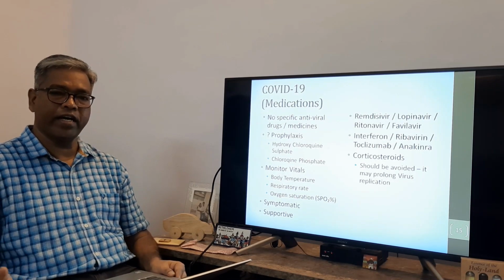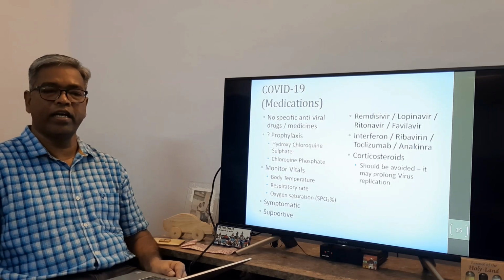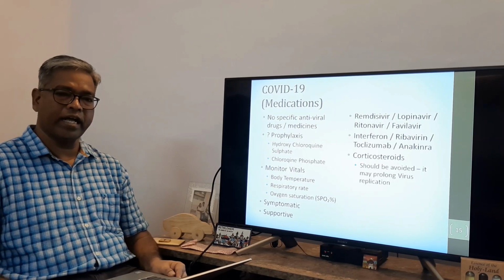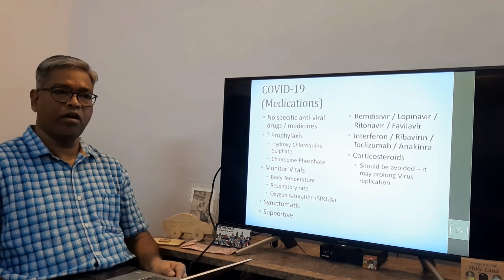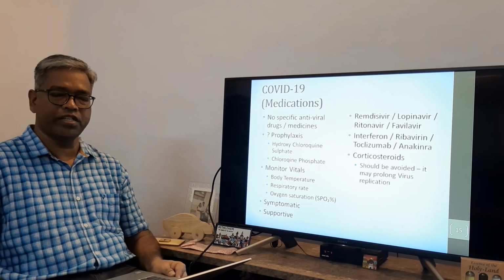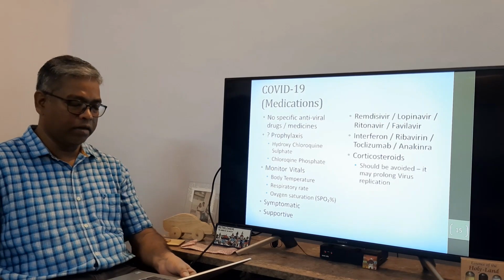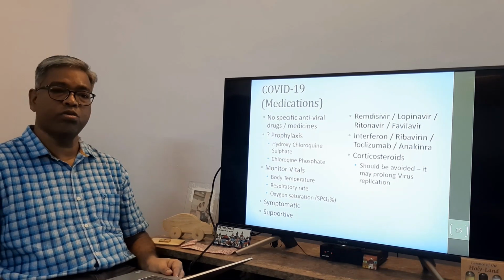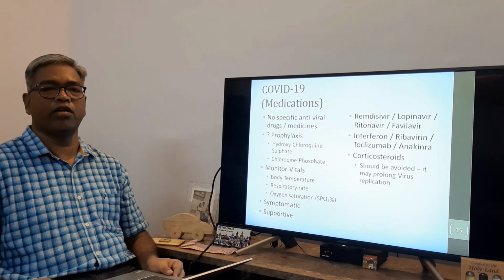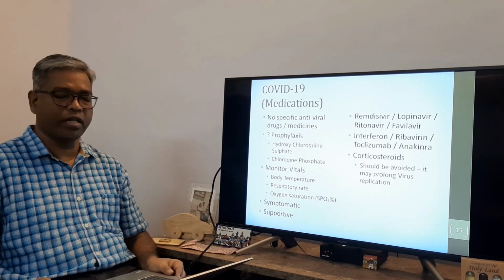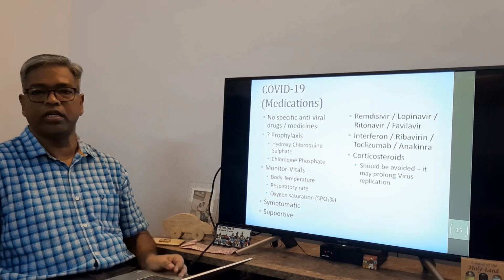If you have a headache, take medication for the headache. If you have diarrhea, correct that with lots of fluids, ORS or lactobacilli, or maybe sometimes if it is very severe and you think it may be bacterial also, then antibiotics. Otherwise it's a viral diarrhea. You only have to see your vitals, your BP and pulse and respiration, body temperature and all that.